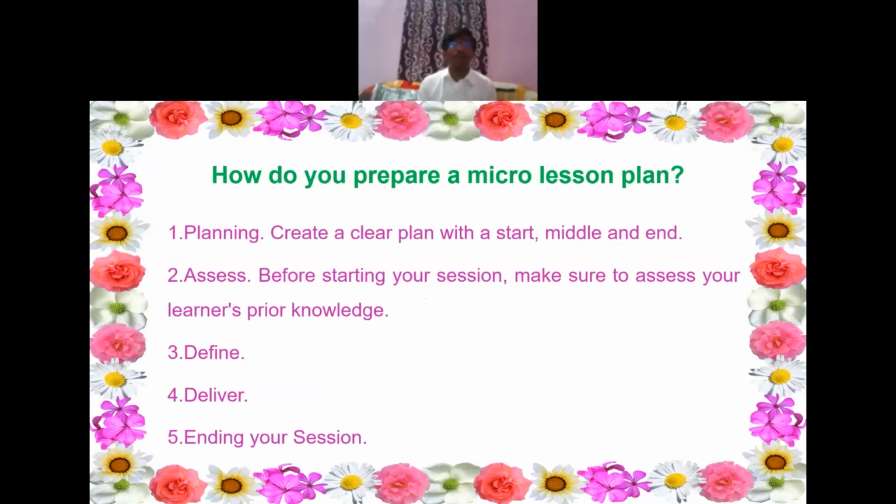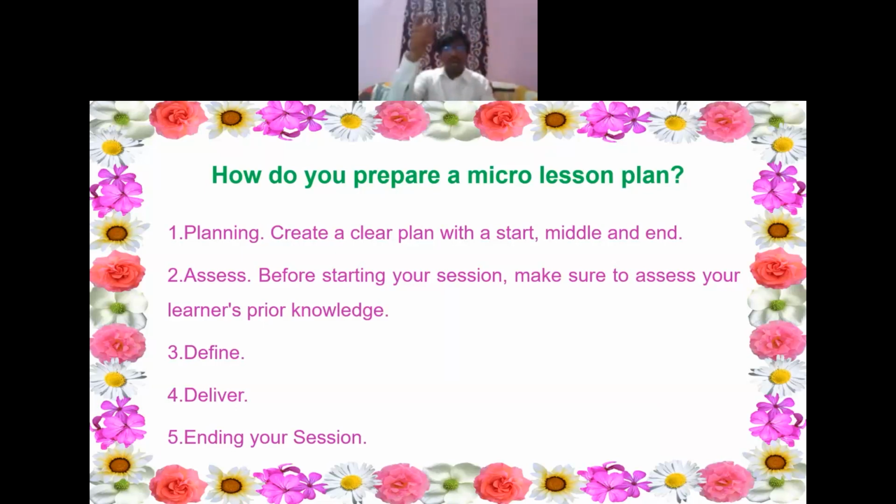So how do you prepare a macro plan? Macro is very easy to prepare. 10 chapters are there in a book: 5 chapters for term 1, 5 chapters for term 2. More or less we can say the macro plan is over. When it comes to the micro plan, in how many days will we teach the first chapter? That calculation we will see in the coming slides. And each period, how much portion I will cover, that comes under micro. So planning, assess, define, deliver, ending your session. This is called a micro plan.